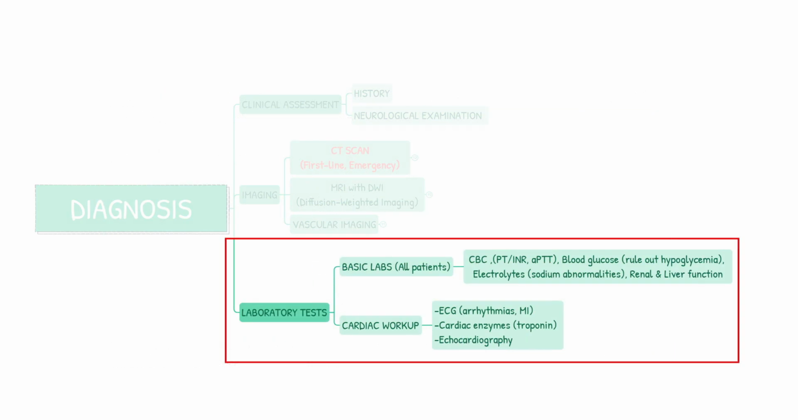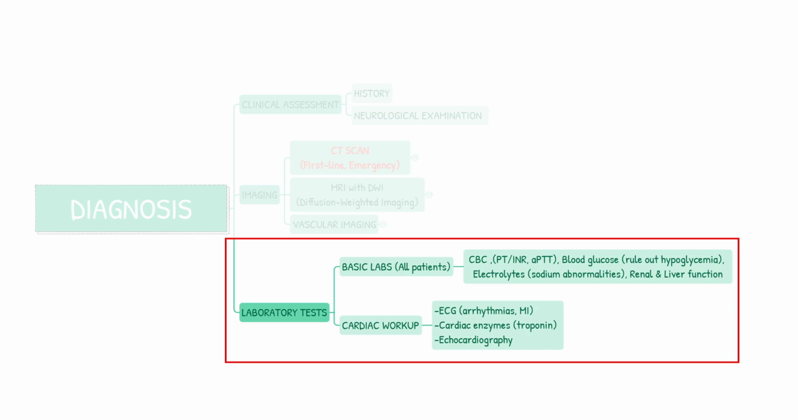All stroke patients need basic laboratory tests. This includes CBC to assess blood counts, PT/INR and PTT for coagulation status, blood glucose to rule out hypoglycemia as a stroke mimic, electrolytes to check for sodium abnormalities, and renal and liver function tests.